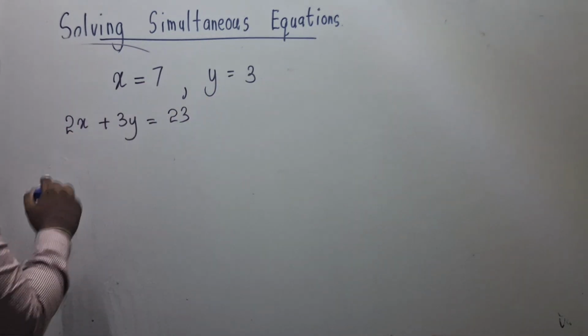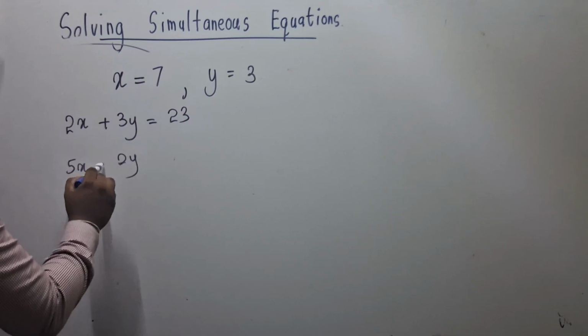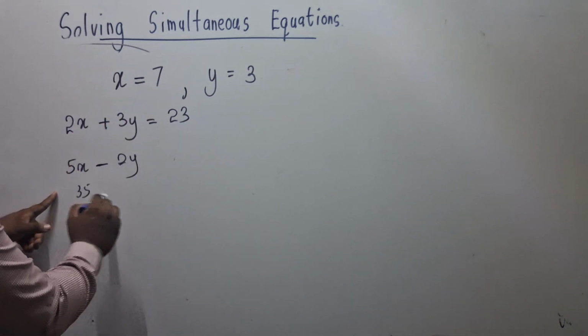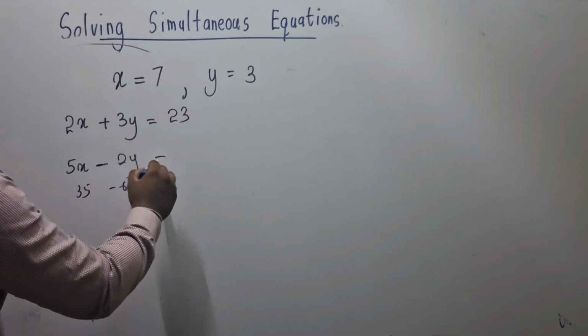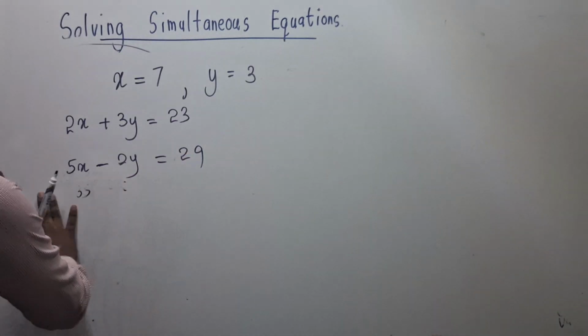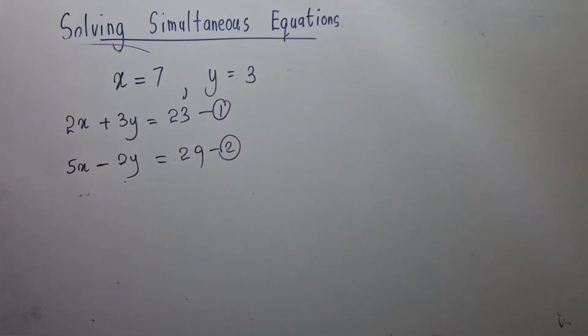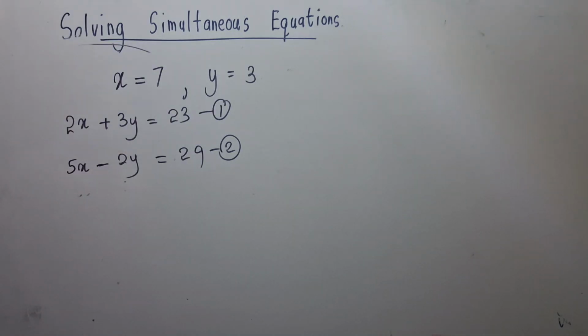Then I am generating another equation: 5x minus 2y. 5x is 35. 2y is 2 times 3, 6. 35 minus 6 is 29. Okay. Now I have the equations. I will just solve this only using the elimination method because the video has taken much time.